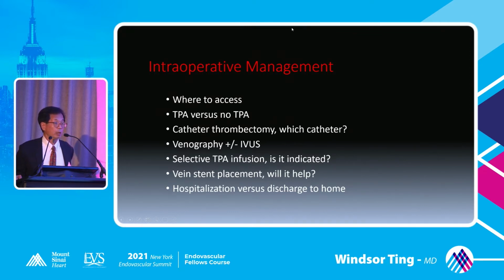Another important question: after the intervention, does the patient need selective TPA infusion? Certainly if at the conclusion of the intervention I still see a lot of thrombus in the veins, in the iliac veins, I will probably put a catheter in and infuse the patient with TPA for 6 hours, 12 hours, and even up to 24 hours to reduce the amount of thrombus load in the veins. And I may take the patient back for a second look.